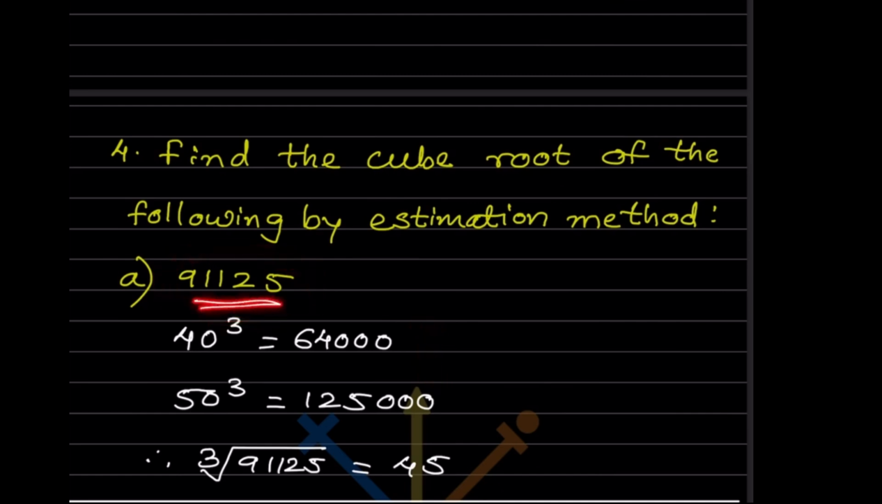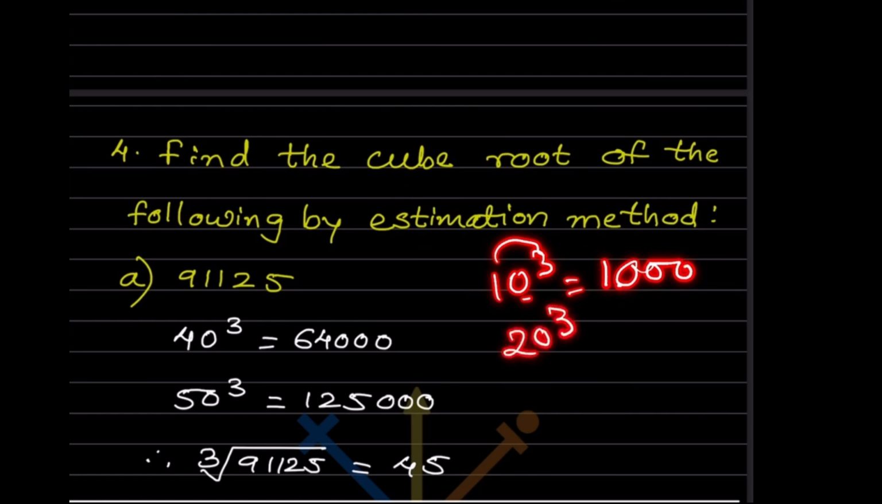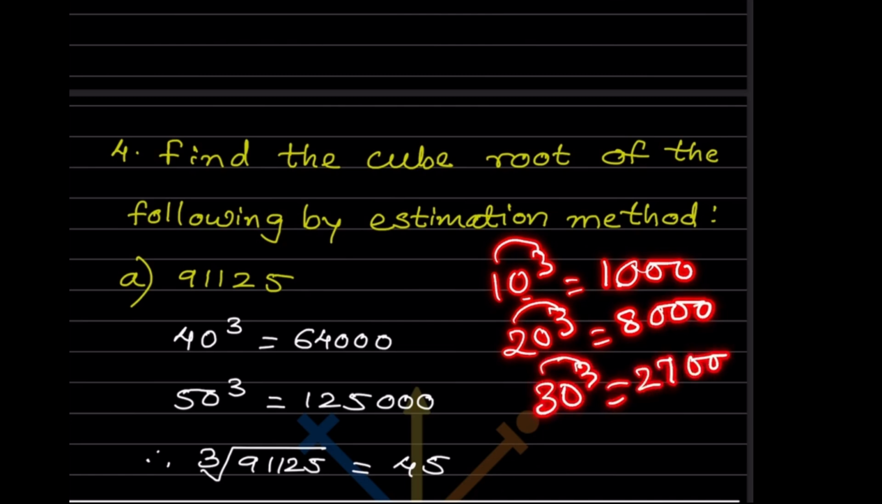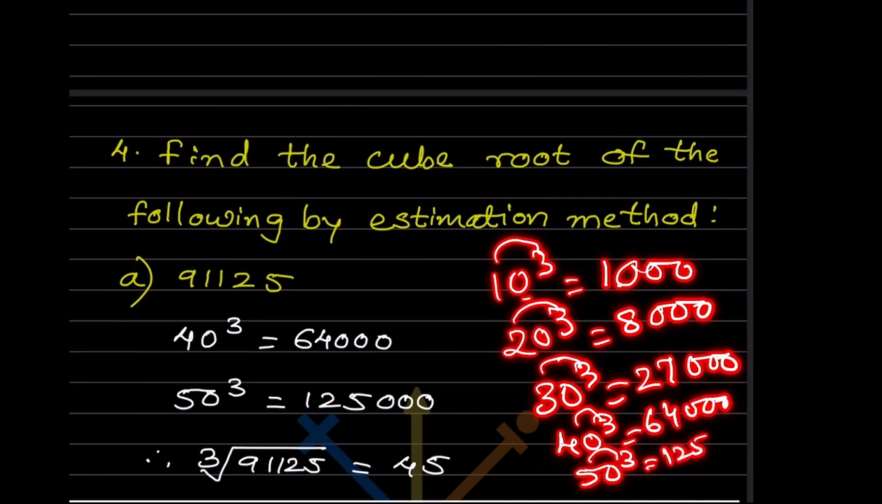Now we can see here this is 91,125. When we take 10 cube, 1 cube is 1 and you put 3 zeros, that is 1000. If you take 20 cube, 2 cube is 8, then you put 3 zeros. 30 cube, 3 cube is 27 and then 3 zeros. 40 cube, 4 cube is 64, and you put 3 zeros. 50 cube, 5 cube is 125, and then you put 3 zeros. Now this is 91,000, so it lies between 40 cube and 50 cube.